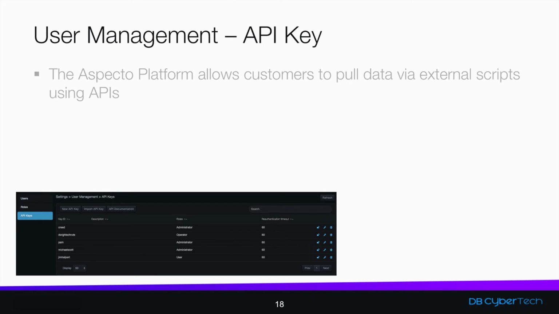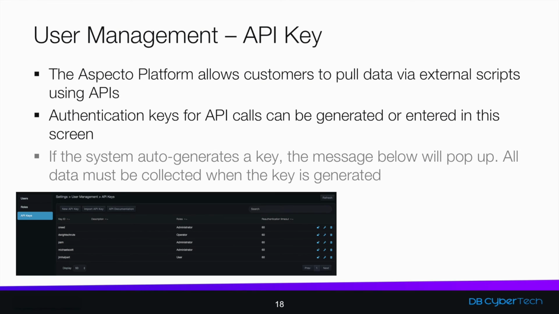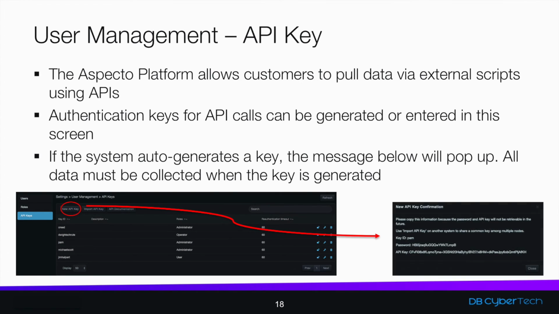The DBC platform allows customers to pull data via external scripts using APIs. Authentication keys for API calls can be generated or entered in this screen. If the system auto-generates a key, this message will pop up. All data must be collected when the key is generated, as it cannot be viewed later.